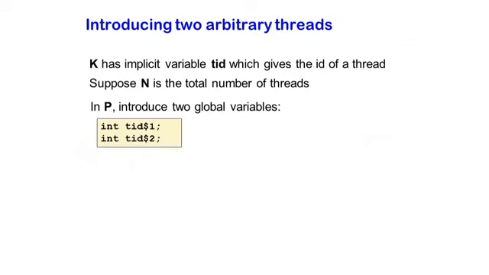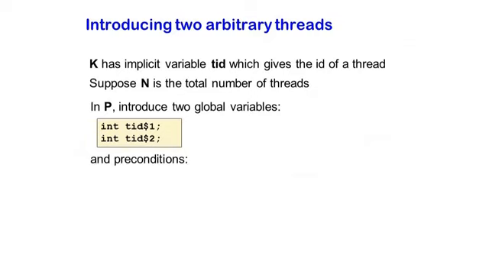Now we're going to consider two arbitrary threads. They don't have IDs 1 and 2 necessarily. They could have IDs 0 and 47. But I'm always going to call them the first thread and the second thread. So just to be clear, by tid$1, I don't mean the ID of thread 1. I mean the ID of the first thread that we are considering in our analysis.